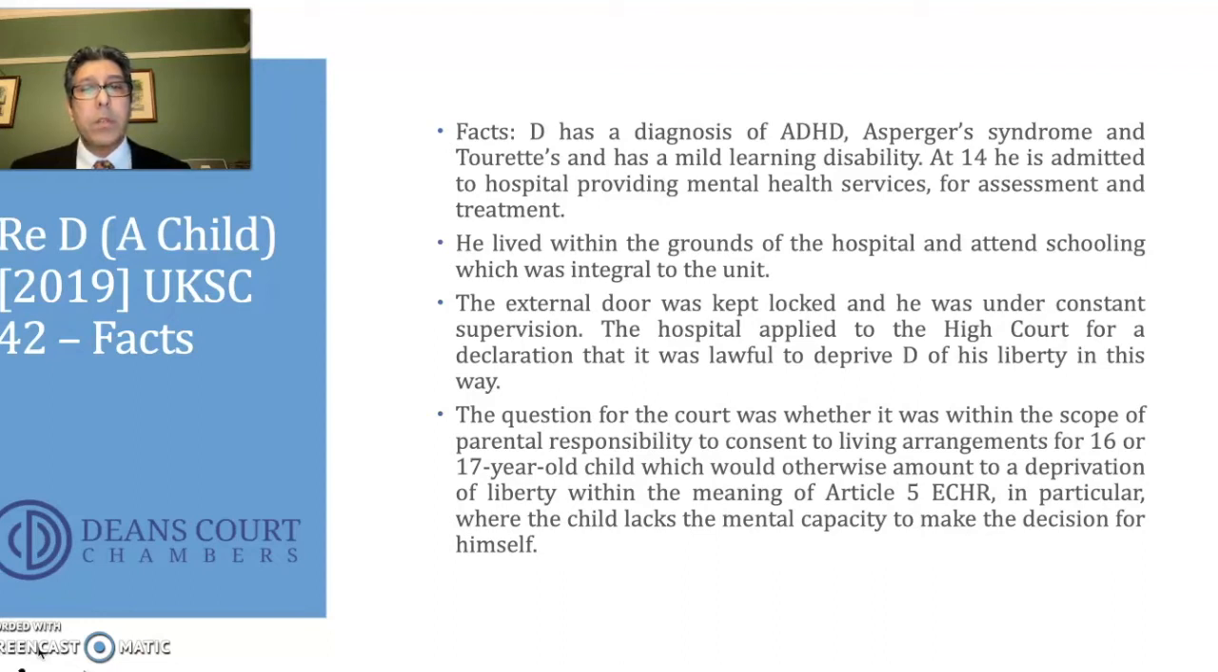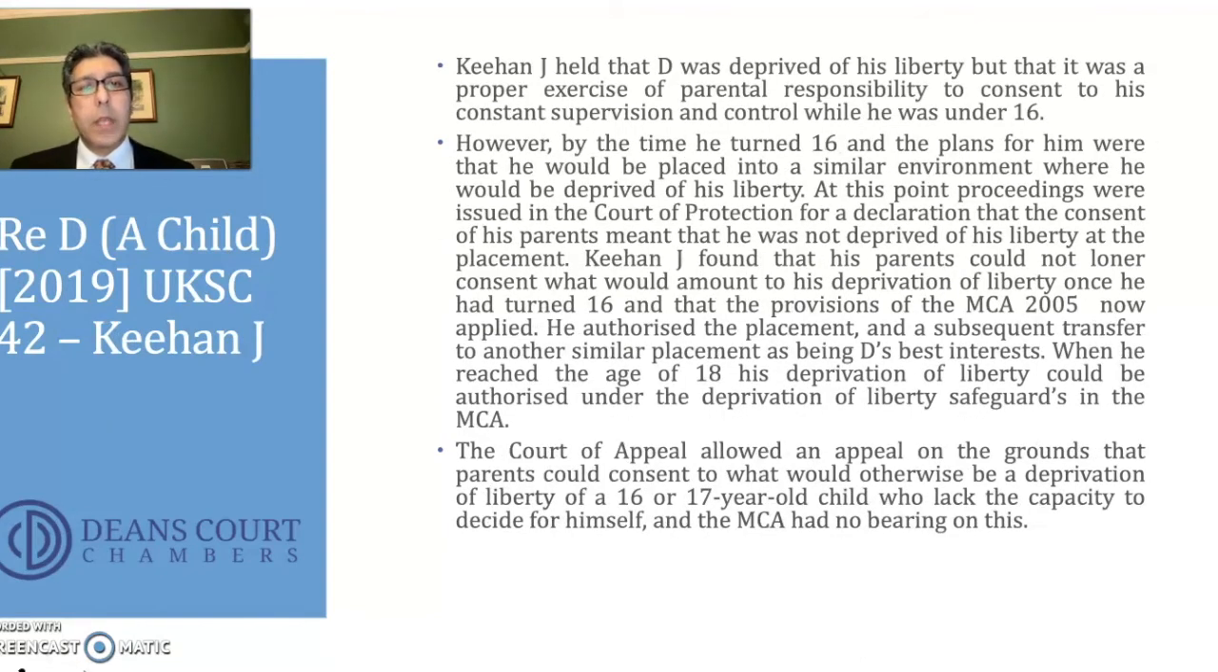The question for the court was whether it was within the scope of parental responsibility to consent to living arrangements for a 16 or 17-year-old child which would otherwise amount to a deprivation of liberty, within the meaning of Article 5, in particular where the child lacked the mental capacity to make decisions for himself. The court held at first instance that whilst the child was under 16 and was deprived of his liberty, it was a proper exercise of parental responsibility to consent to his constant supervision and control.